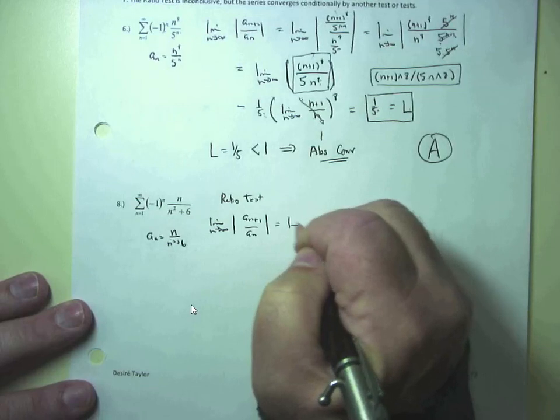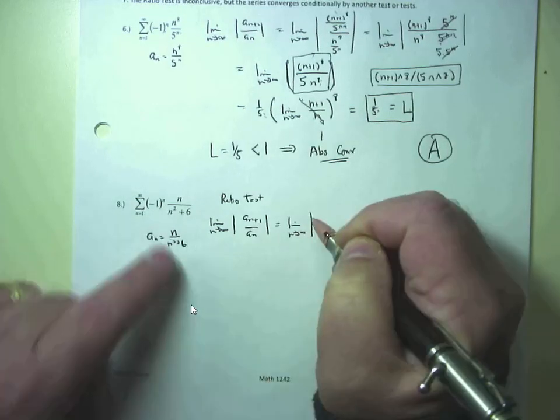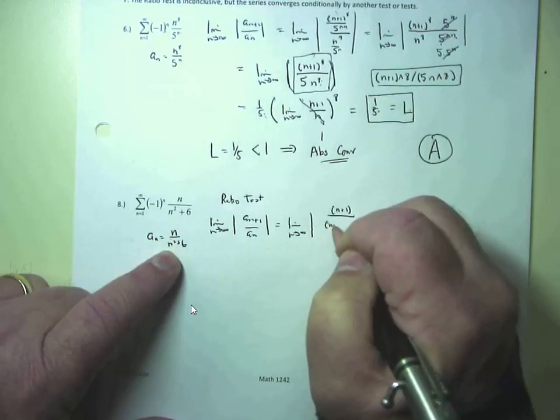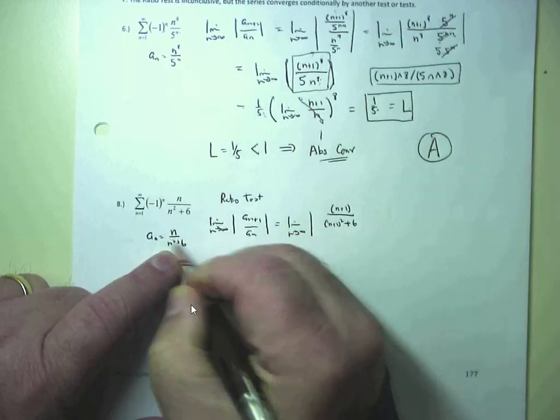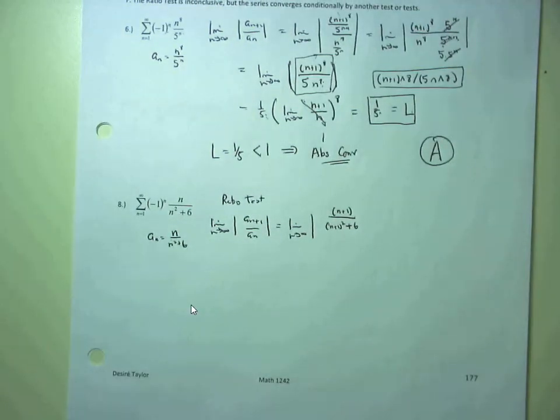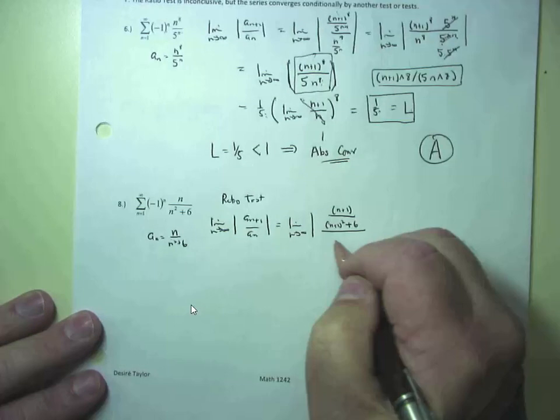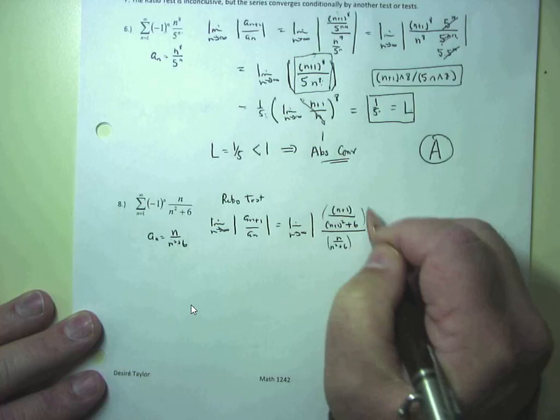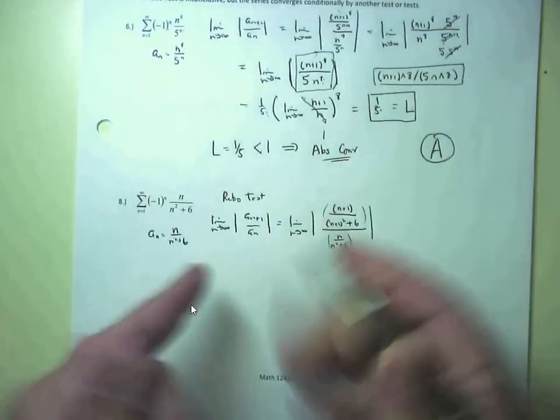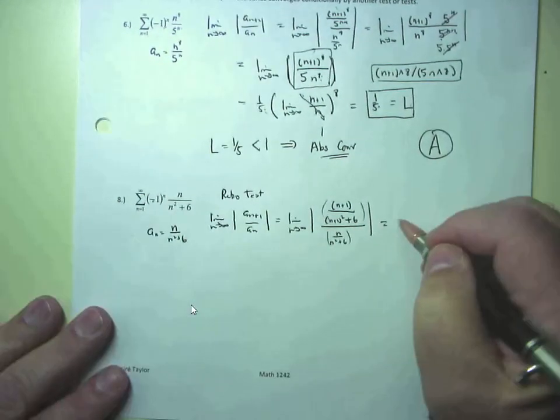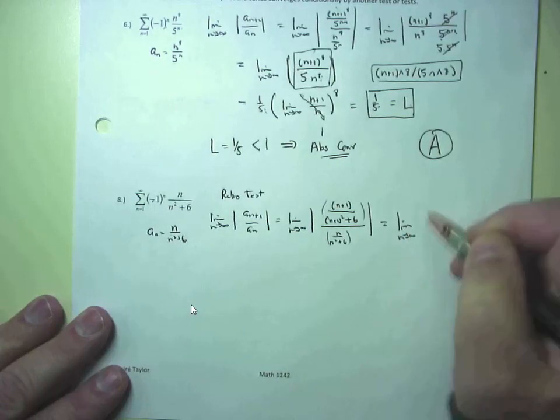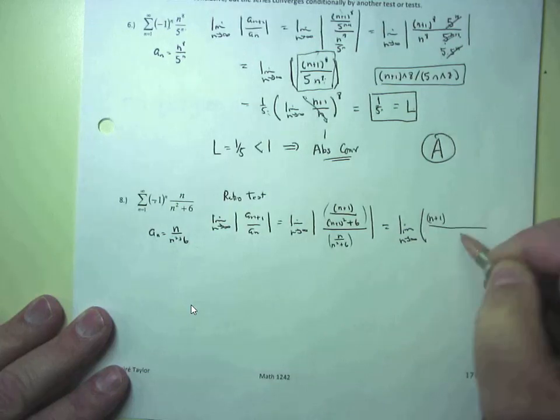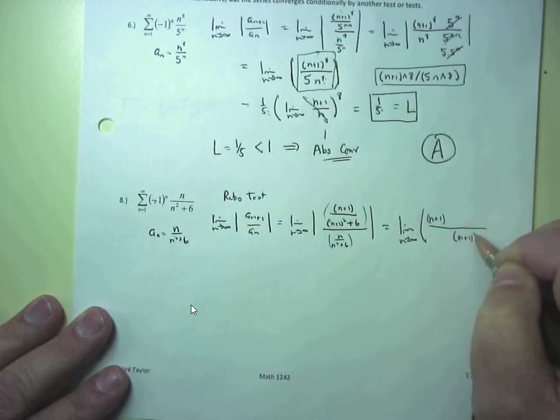A_(n+1), the limit as n approaches infinity, is the absolute value of n plus 1 over n plus 1 squared plus 6. All I did was replace all my n's with n plus 1. Divided by a_n, which is n over n squared plus 6. Now, again, I used the absolute values to completely drop this guy off, so now I can drop the absolute value. This is the limit as n approaches infinity of n plus 1 divided by n plus 1 squared plus 6.